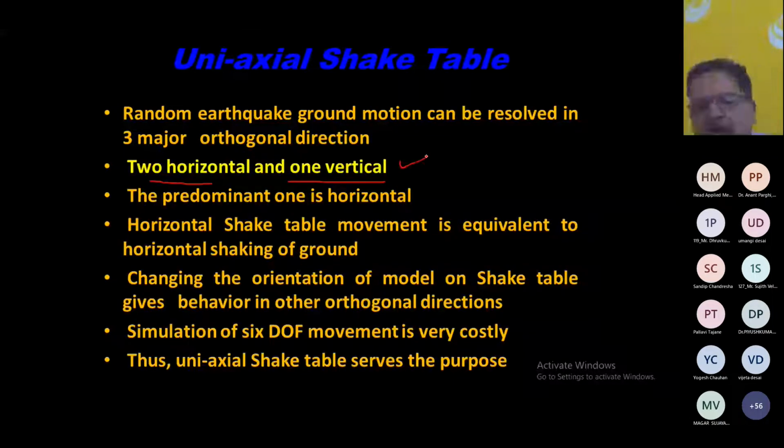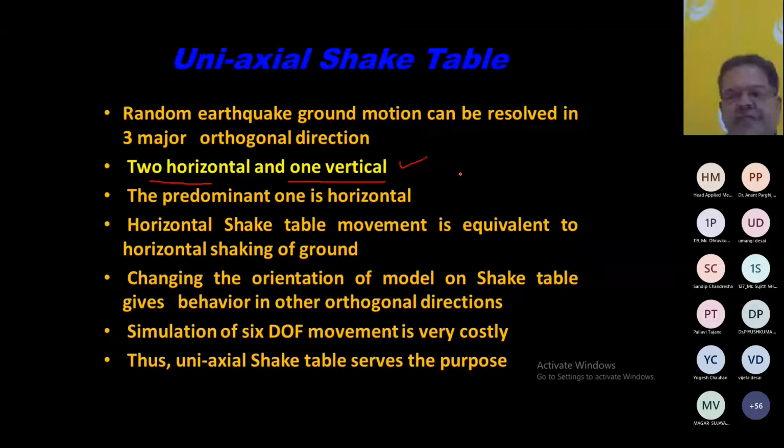So out of 6 degrees of freedom, we are not considering the rotational component right now. We are only considering 2 horizontal directions and 1 vertical direction. Now again, the vertical direction is generally not important for us. Why am I saying this? When I make this statement, I understand that my structure is away from the epicenter, right?